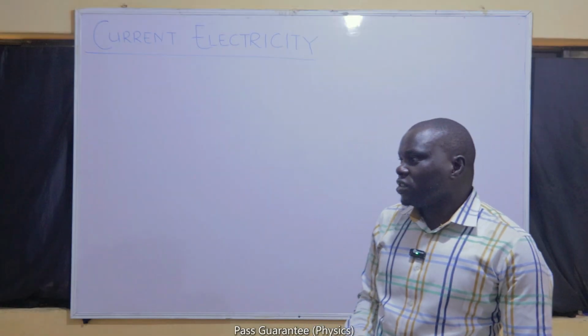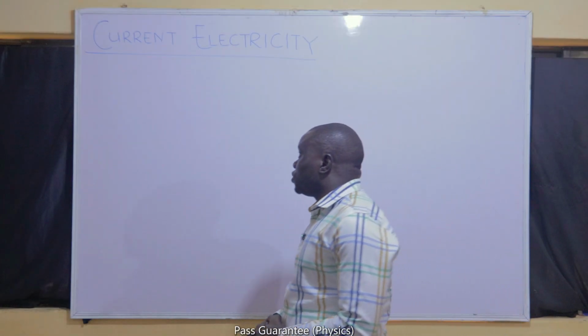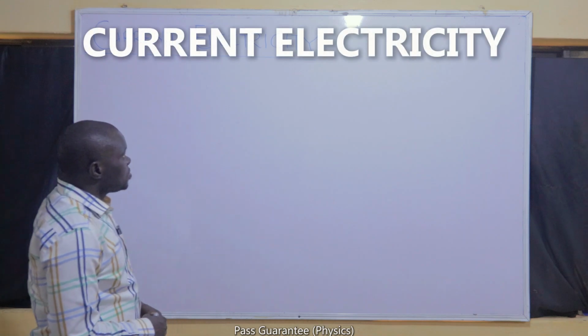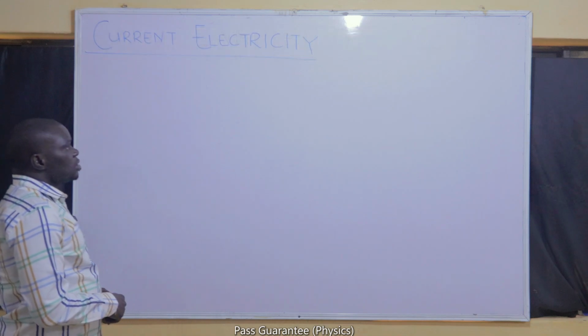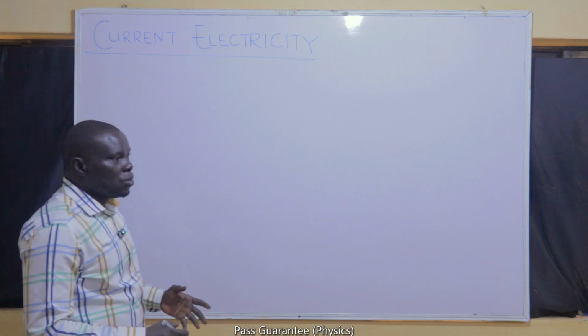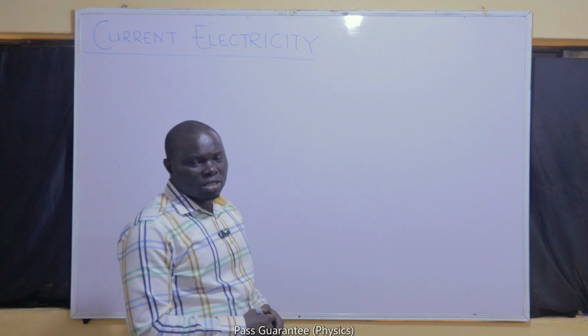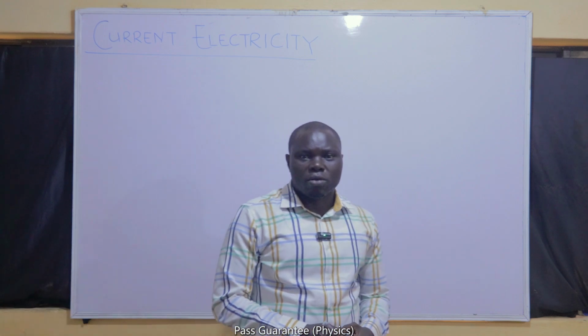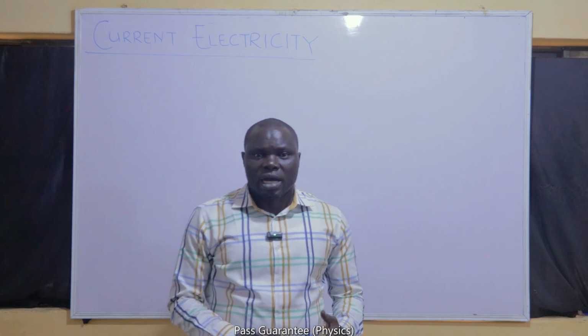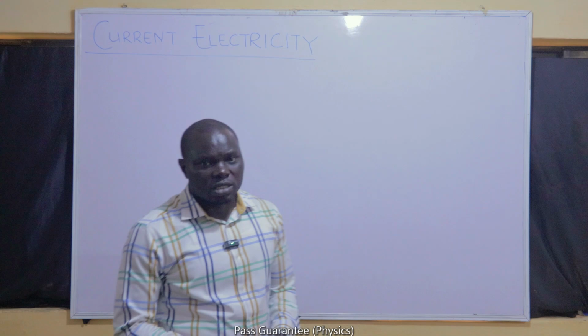Welcome back again to our physics class, where today we are going to be reviewing the topic current electricity. The whole idea about current electricity stems from the generation of current itself. There are so many ways by which you can generate current, but one very common way is through the method of chemical energy conversion to electrical energy.